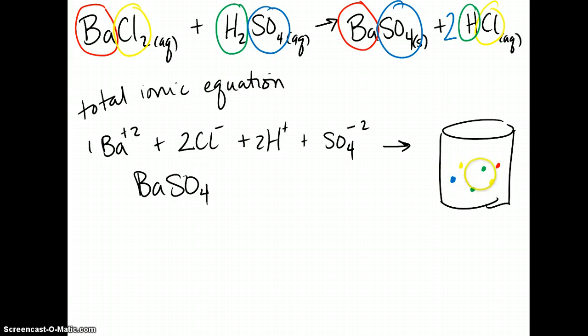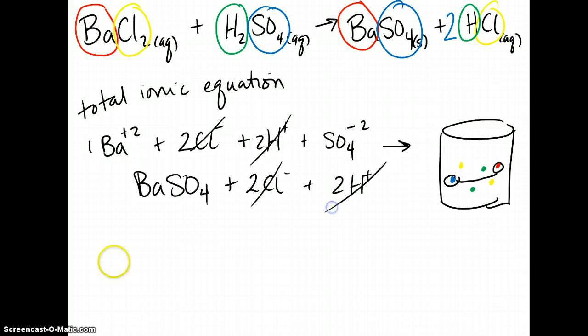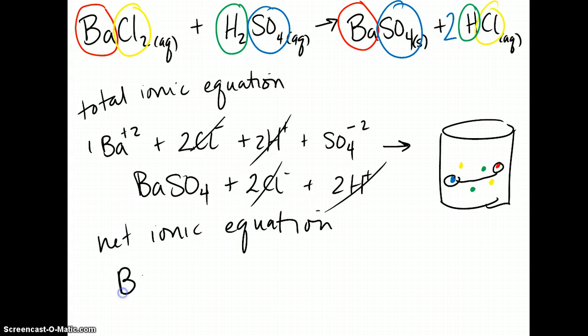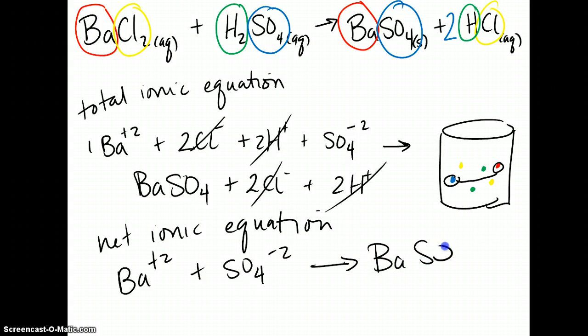So these 2 will combine together, leaving still 2 chlorines and 2 hydrogens. Okay? So we're going to cross out the ones that were not affected to give us our net ionic equation. And I need to talk fast because I'm going to stop my recording, of being Ba plus 2 plus SO4 minus 2, forming to make BaSO4. Okay? And that would be your net ionic equation. So there's one example yet again. I'm going to have you practice some of these for homework, and then we'll go through them in class.